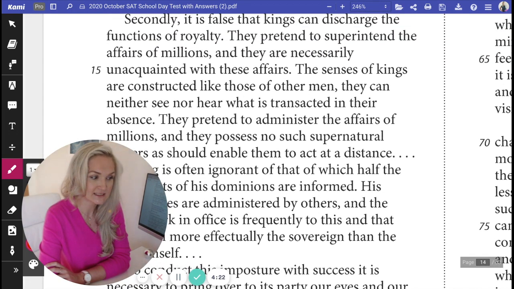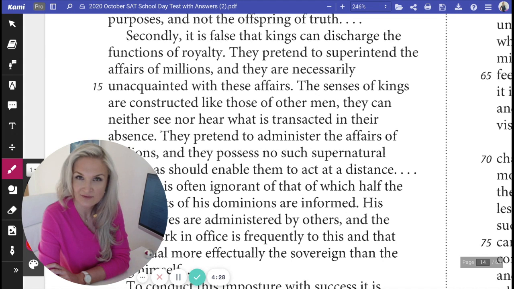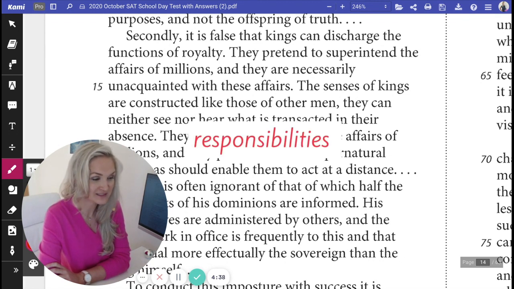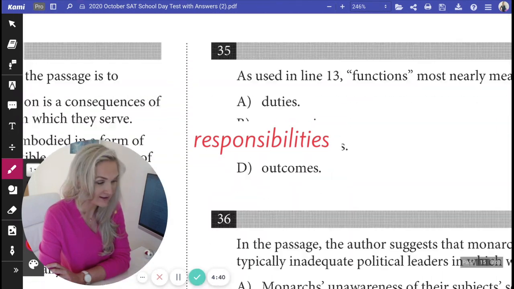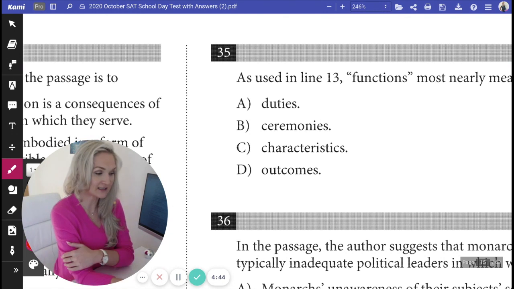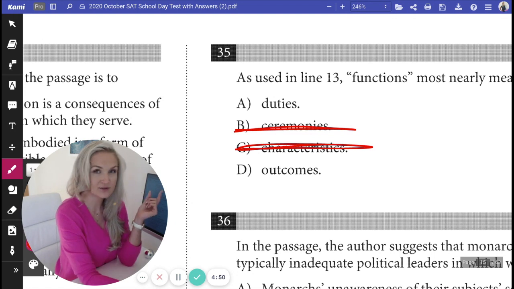The first topic sentence. It is false that kings can carry out their responsibilities, discharge the functions of royalty. So, right now, what I did is I already came up with a word to replace the word functions. My word is responsibilities. Now, having done that, I'm going to go back to my answer choices and identify that definitely it wasn't clear from the context that they were talking about ceremonies or characteristics. And now I have two answer choices.